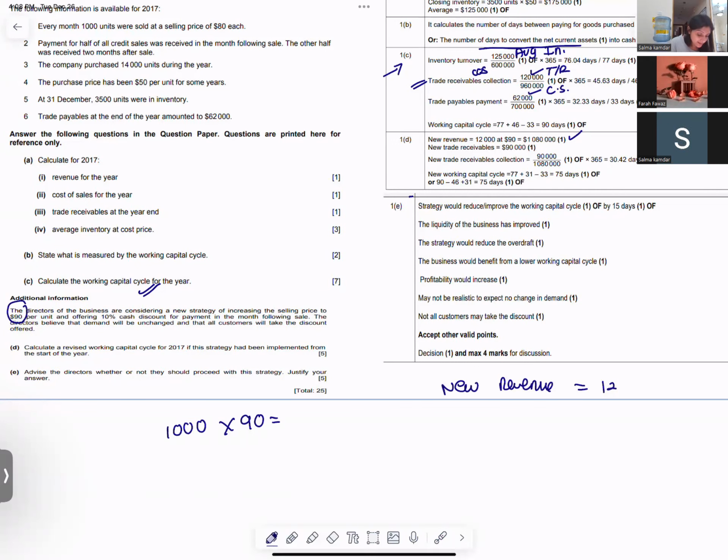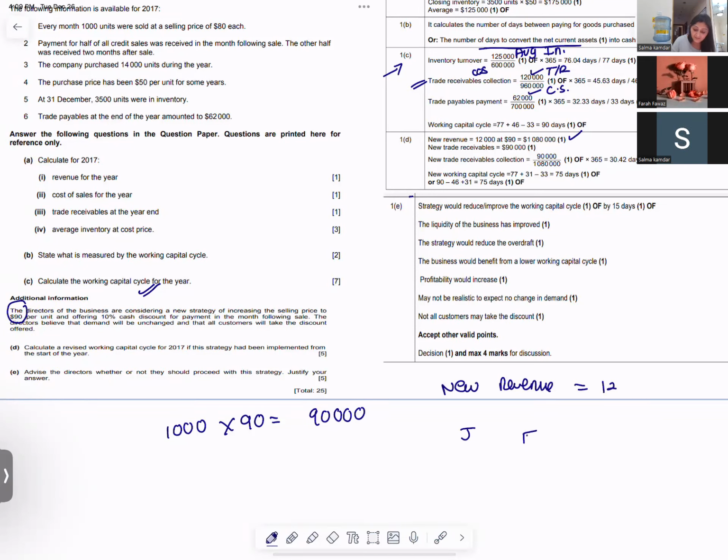1,000 units will be sold into 90,000. Wait, how is it 1,000? One minute, okay? Every month you're going to sell 1,000 units. And the next month you're going to receive the payment. Yeah, okay, fine.